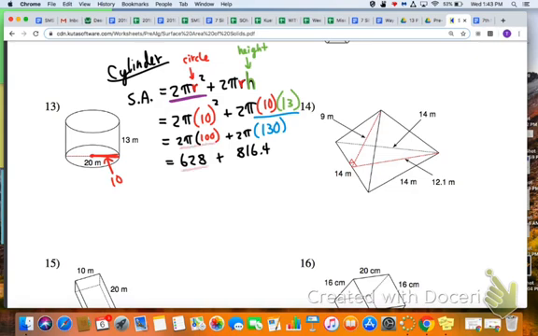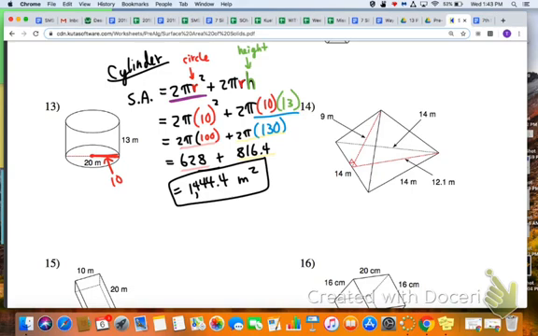And from there, let's just add those two together. We're going to get a big number. 628 plus 816.4 will be 1444.4. Look at that. How often does that happen in math? That is special. It turns out this can or cylinder shape has a surface area of 1,444.4 meters squared. Wow, that is crazy.